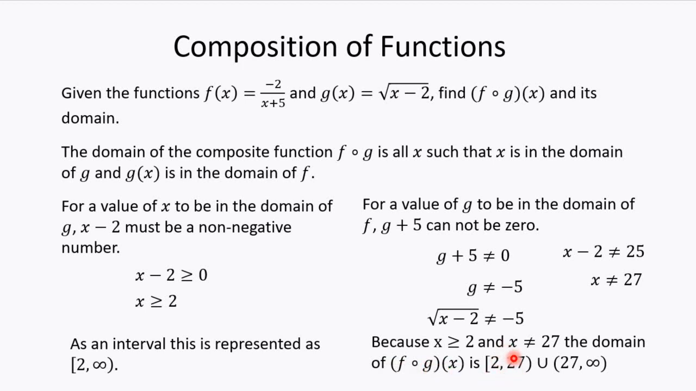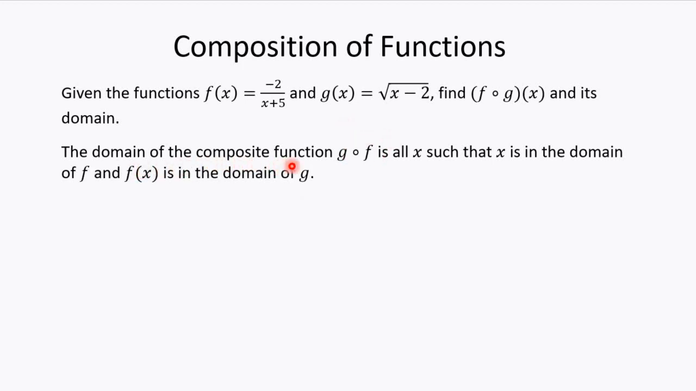Everything from 2 to 27, and we include 2 with the bracket, but exclude 27 with the parenthesis. The union of that set with everything from 27 to infinity, and of course we're excluding 27 here too. Let's look at g of f. The domain of the composite function g of f is all x's such that x is in the domain of f and f of x is in the domain of g. So let's find the domain of g of f instead.